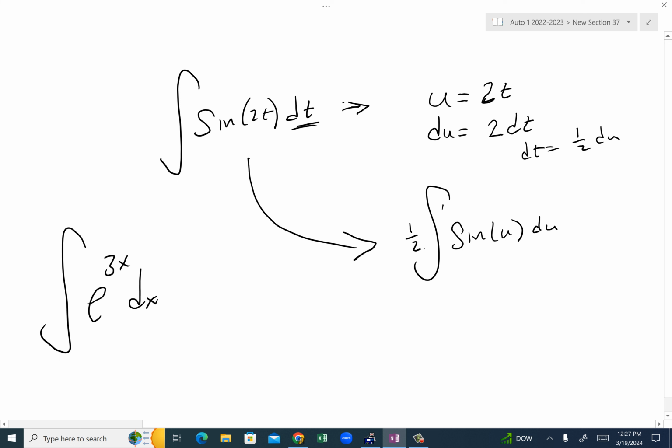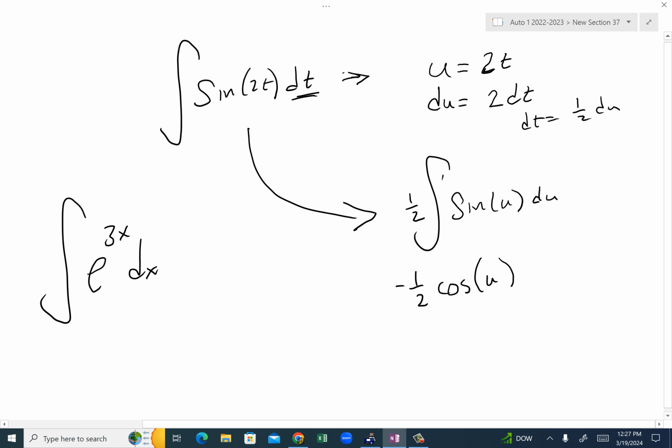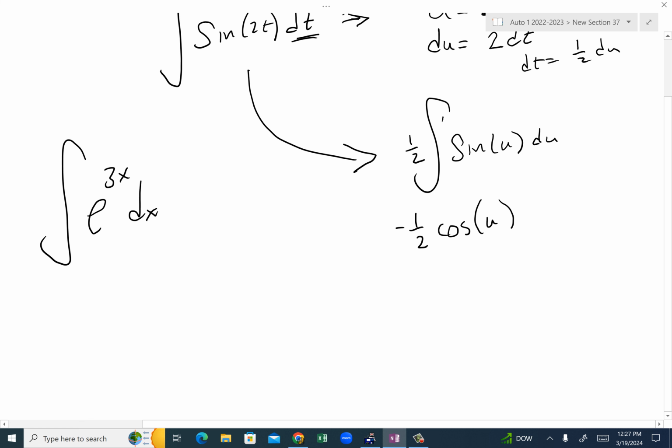And that's just a constant, so it can go out front, yes? So basically all I'm doing is dividing by 2. So yeah, here you go. It's going to be a half cosine of u, right? And then what do you think you're going to do? Last thing you're going to do. I don't want u. So what are you going to do? You would plug back in 2t.